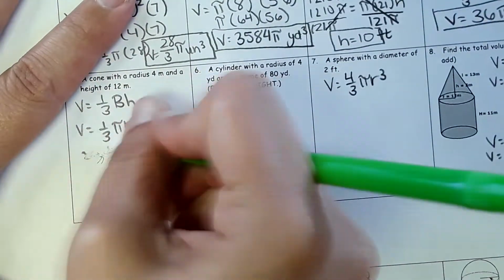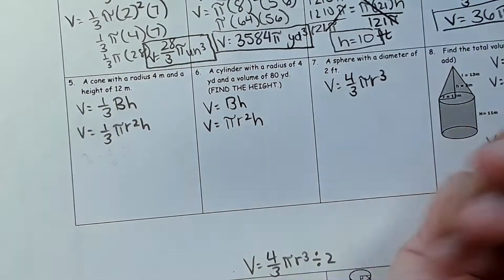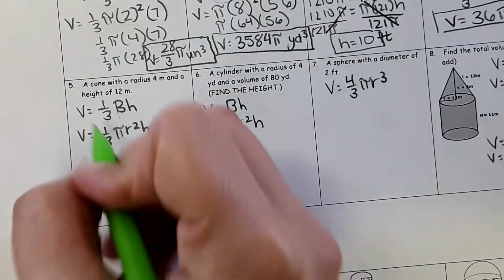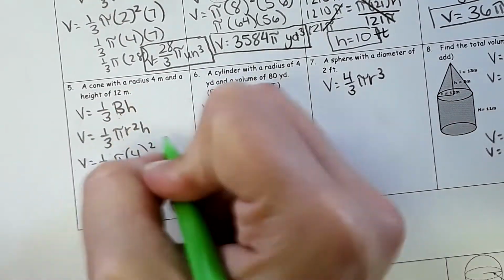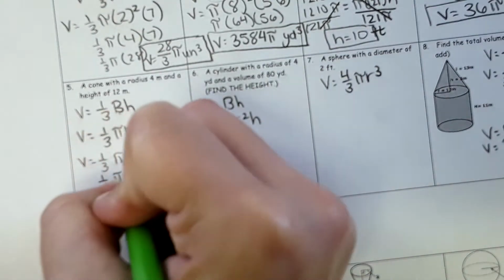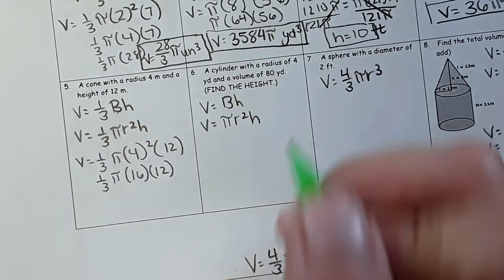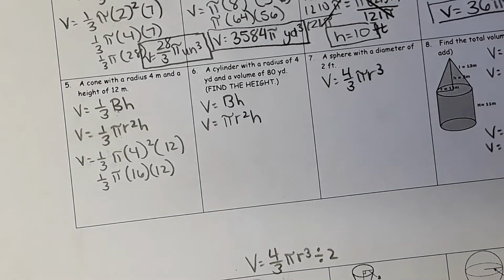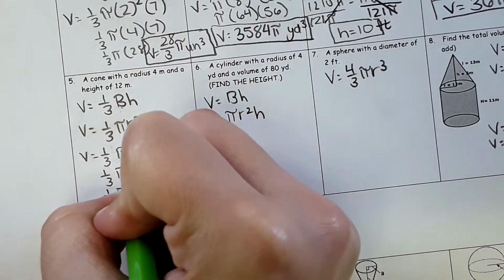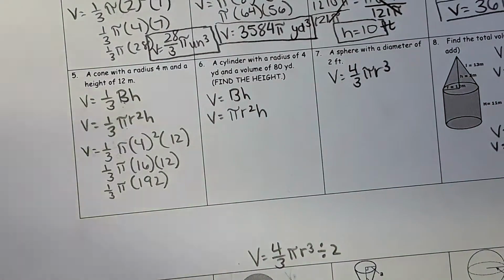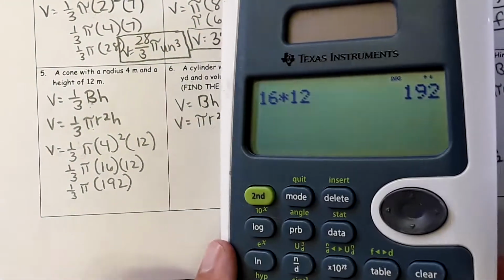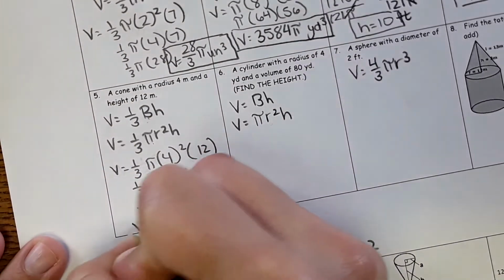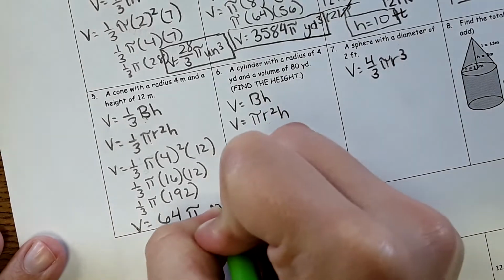A cone with a radius of 4 meters and a height of 12 meters. So we identified it as a cone. We wrote the equation for volume of a cone. We filled in area of the base with pi r squared. Now we can just plug in numbers. 1/3, keep pi as is. Radius is 4, so that's going to be squared, and the height's 12. Okay, in the calculator, 16 times 12 is 192. 1/3 pi times 192. You could either do 1 divided by 3 times 192, or just know that multiplying by a third is the same as dividing by 3. So I can divide this by 3 to get 64. So my answer here is 64 pi meters cubed.